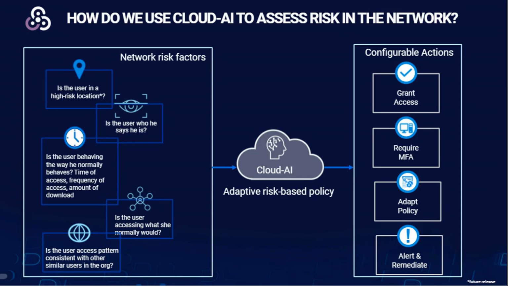These are the types of inputs the Cloud AI model will take at a user or a group level. It would adapt the policy based on that associated risk score, and then the action can be configured to either grant access, deny access, throw an alert for SecOps, adapt the policies, or require multi-factor authentication on top of it. That's the intelligent part of BlackBerry Gateway.